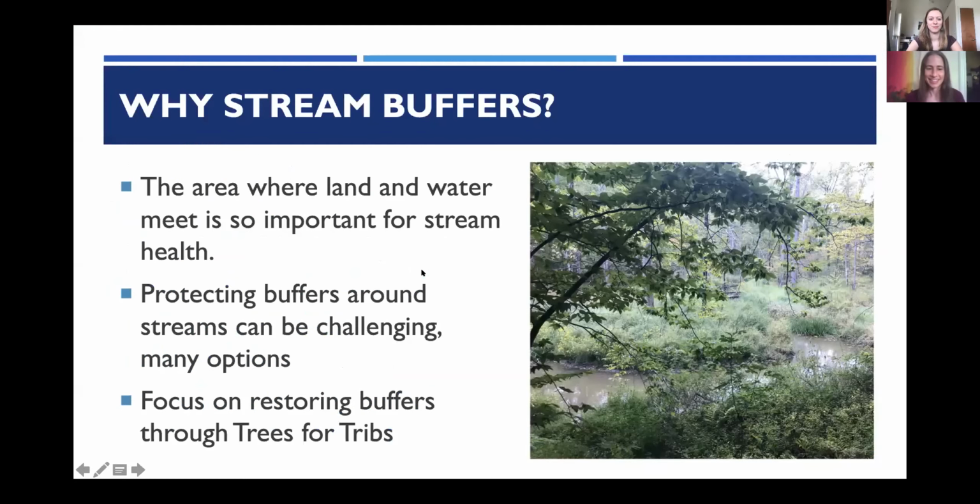Great, thanks, Beth. So why are we talking about stream buffers today? The area where land and water meet is extremely important for stream health. And we know it's important for stream health from a water quality perspective, when we're thinking about flooding, when we're thinking about habitat, both aquatic and terrestrial. But protecting buffers around streams can be really challenging, and there's a lot of options and opportunities to do that.